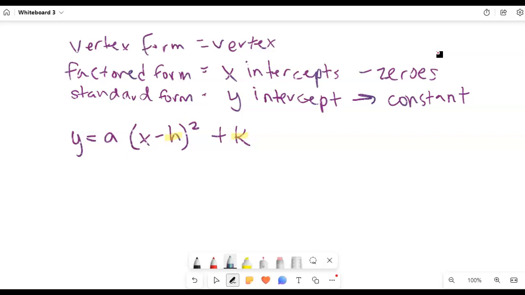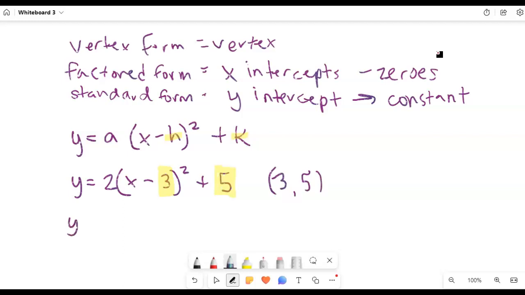So if we look at y equals, let's say, 2 times (x minus 3) squared plus 5, then here what is replacing h is 3, and what is replacing k is 5. So our vertex here is (3, 5).